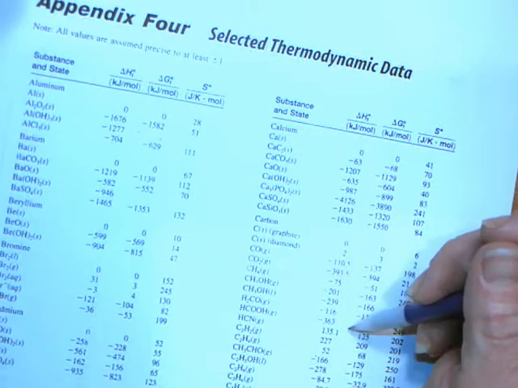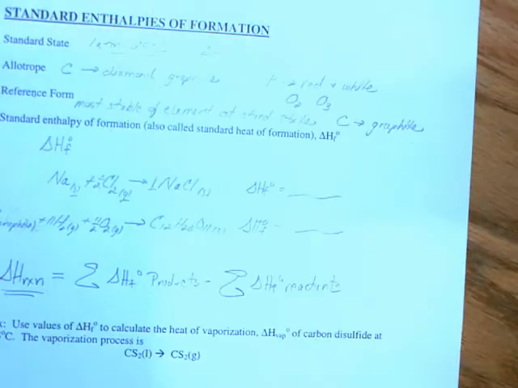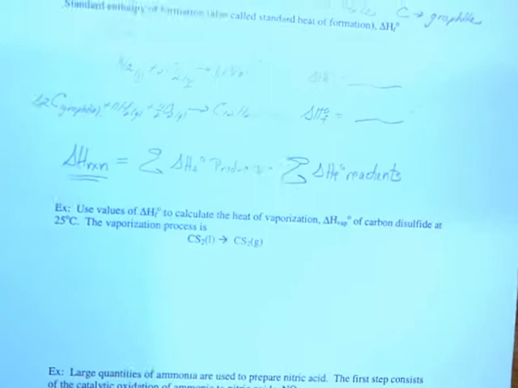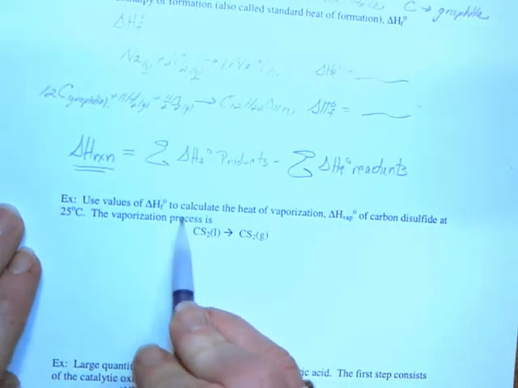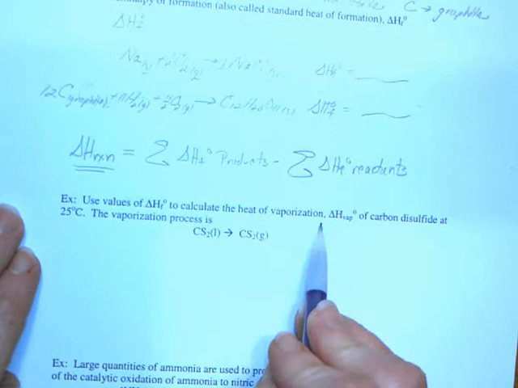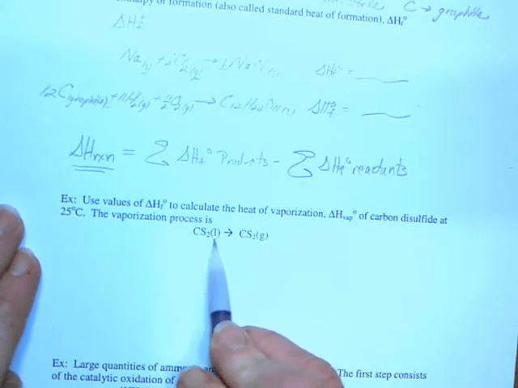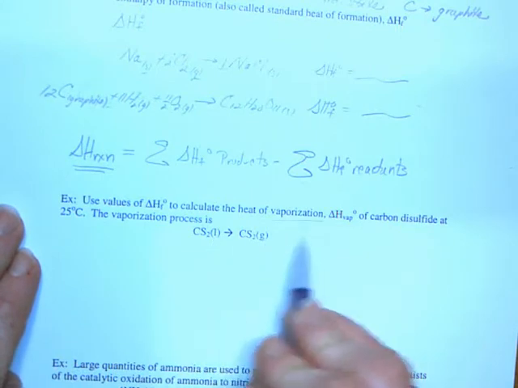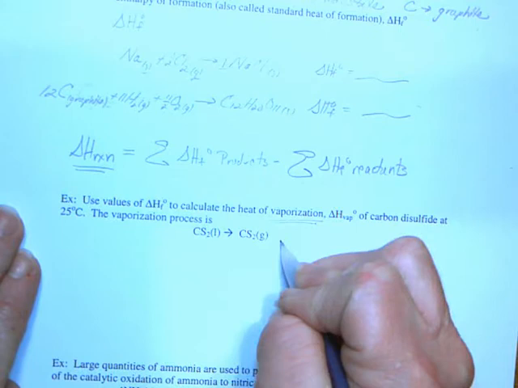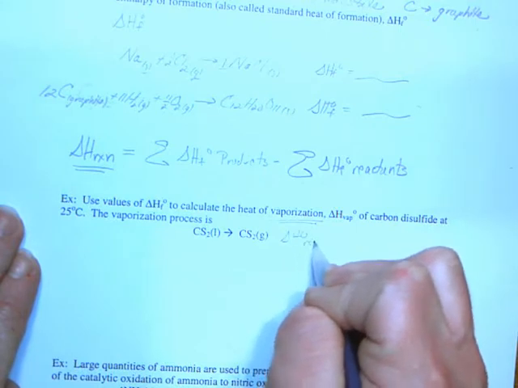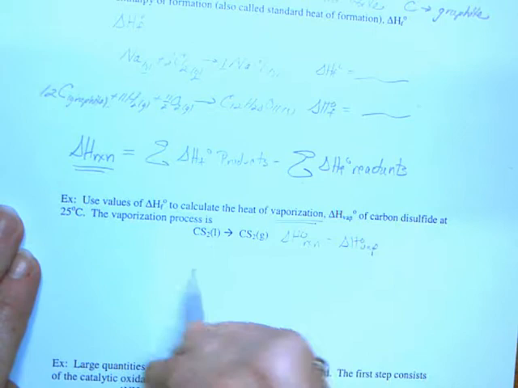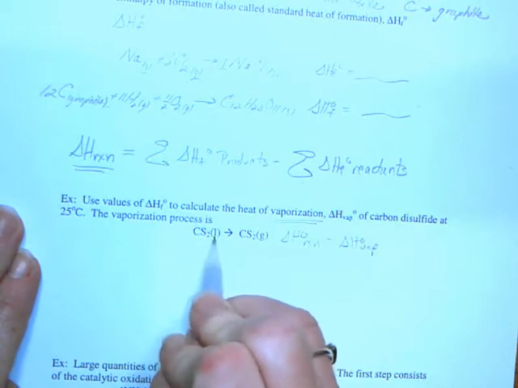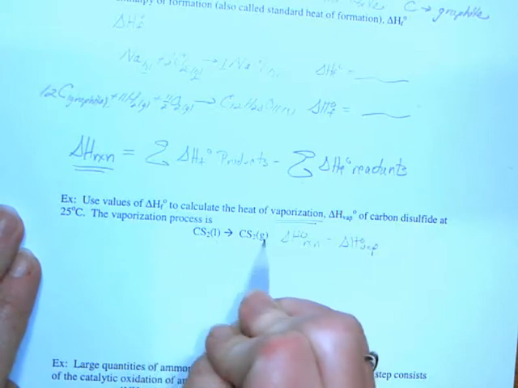per your reaction. So if we just dig in to this first example, use the enthalpy of formation to calculate the heat of vaporization. So transitioning from the liquid to the vapor state is vaporization. So we're looking at the enthalpy of the reaction, but it specifically is the enthalpy of vaporization. We're transitioning between carbon disulfide liquid to carbon disulfide vapor.